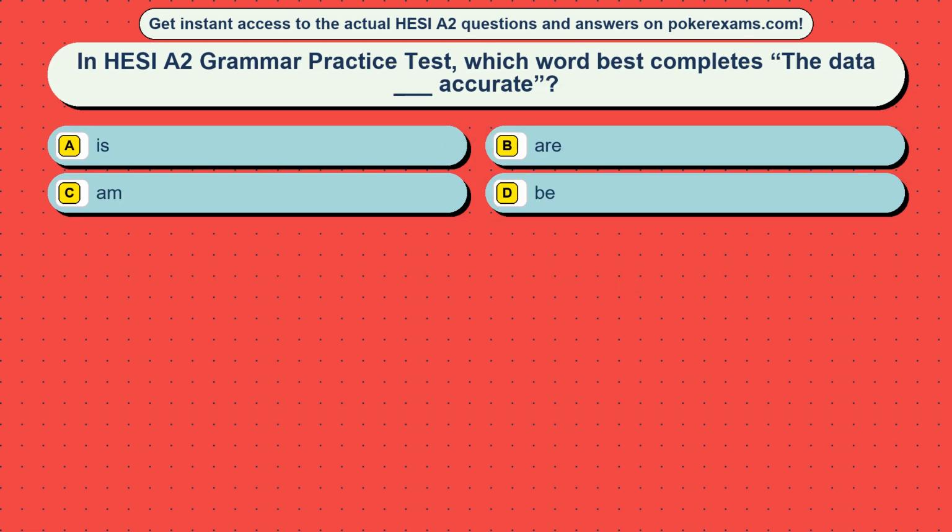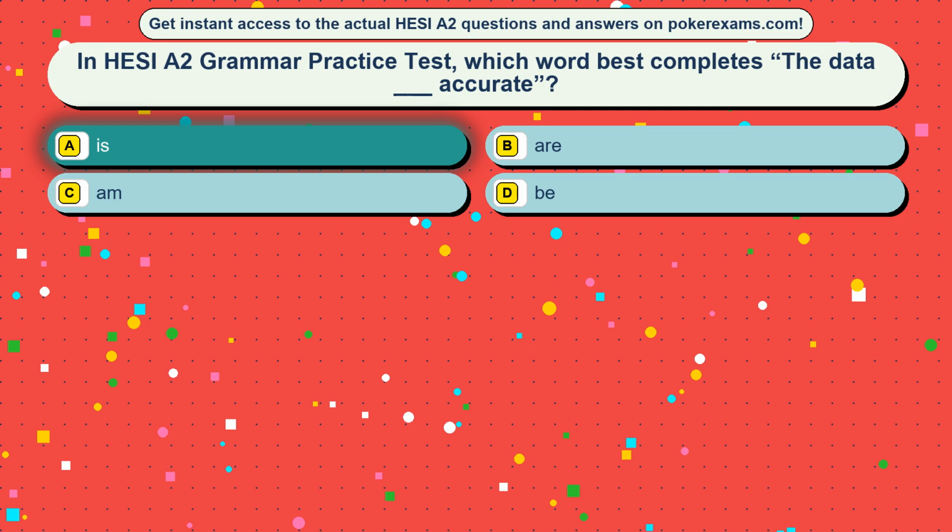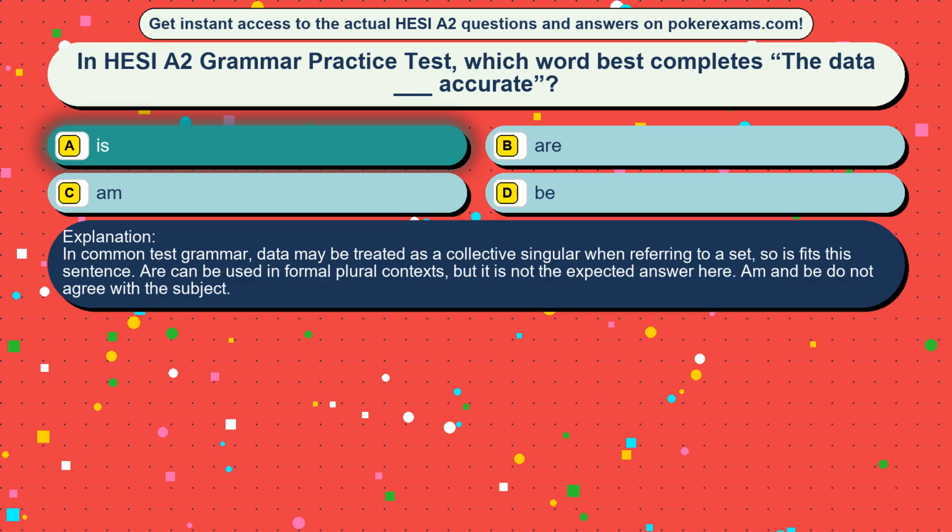Question 33. In HESI A2 grammar practice test, which word best completes the sentence: the data blank accurate? Option A, is. Option B, are. Option C, them. Option D, be. The correct answer is option A, is. In common test grammar, data may be treated as a collective singular when referring to a set, so is fits this sentence. Are can be used in formal plural contexts, but it is not the expected answer here. C and D do not agree with the subject.